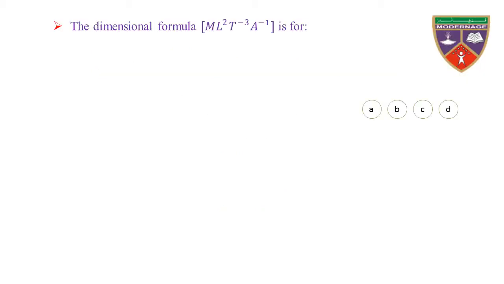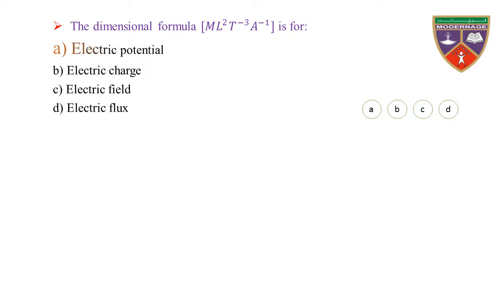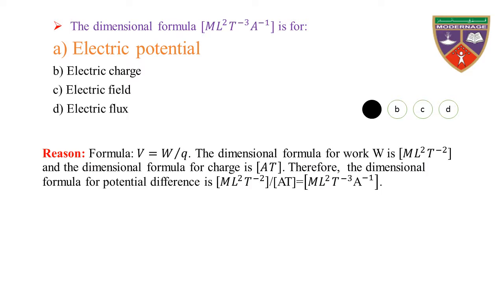The dimensional formula [M L² T⁻³ A⁻¹] is for: option A, electric potential; B, electric charge; C, electric field; D, electric flux. The key is electric potential. The correct option is A. Reason.